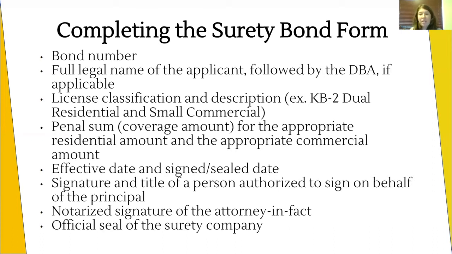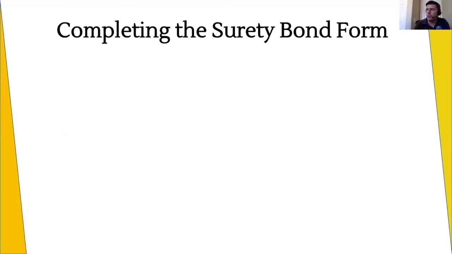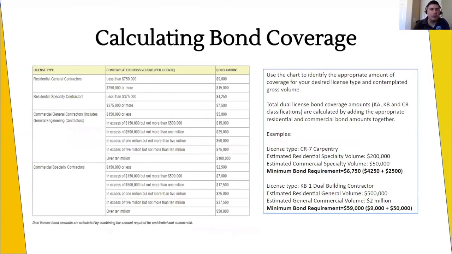And by penal sum, you just mean that bond amount that we were referring to earlier. So in my example of general commercial contractor, 150,000 or less, 5,000. 5,000 is what we mean by the penal sum. And so if you're doing both commercial and residential, and you were doing the minimum of both, then we would want 5,000 plus 9,000 added together. Well, not added together. You would need to prove that you have 9,000 in residential and 5,000 in commercial on that bond.